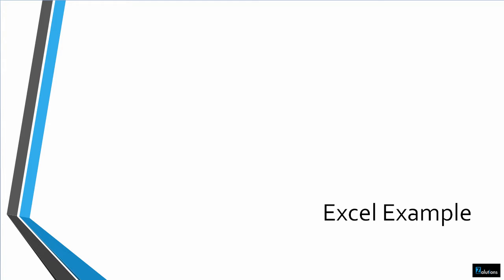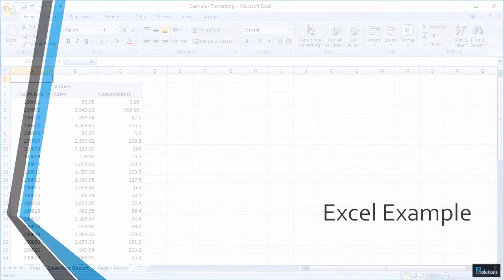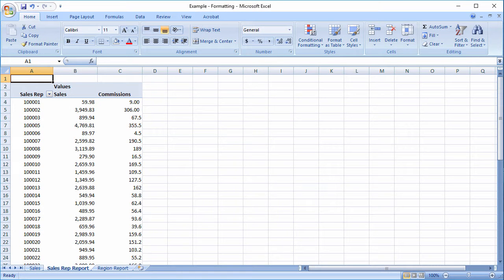Now we will cover an example to illustrate these concepts. In this example, we'll illustrate how to use the conditional formatting tools. In column A, suppose we have the sales reps. In column B, we have the sales, and we want to apply conditional formatting to these sales.